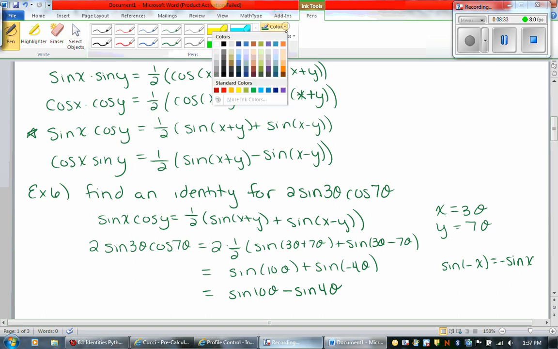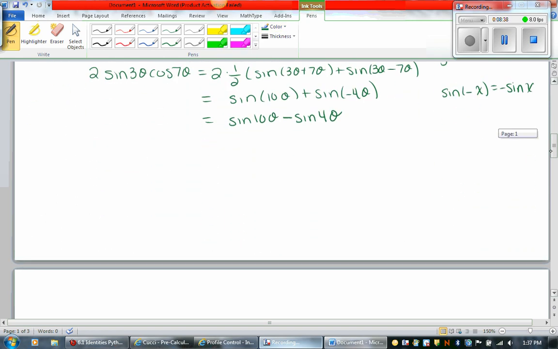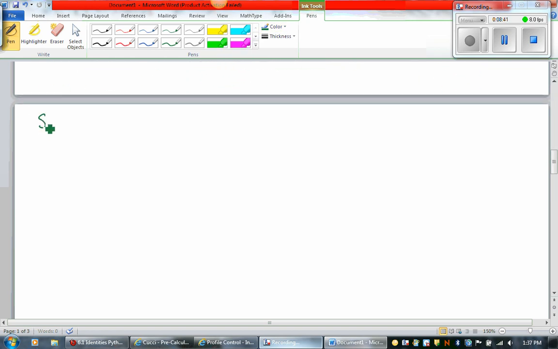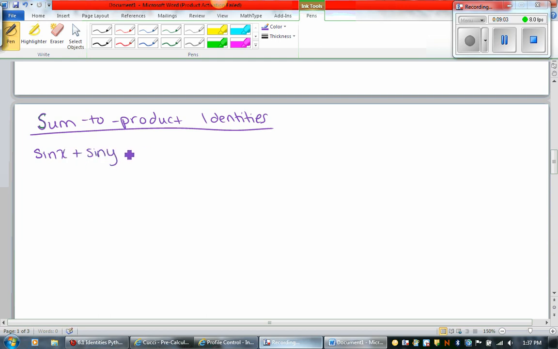Okay, so the other identity we're going to look at is going to be our sum to product. We just did product to sum, so now we're going to look at sum to product. And we have 4 of those as well. So we've got sine x plus sine y, so our sum, and we're going to our product, 2 times sine of x plus y divided by 2, cosine x minus y divided by 2.